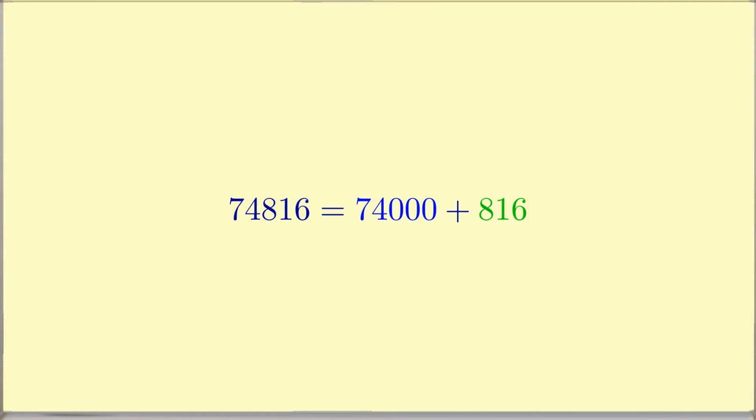74,816. We slice this into 74,000 for part A and 816 for part B. That first 74,000 is a multiple of 1,000, so we know 8 divides it perfectly. We throw it out. Now we just look at part B, 816. 8 goes into 800 100 times and into 16 2 times, giving us exactly 102 with no remainder. Because part B works, the entire number works.